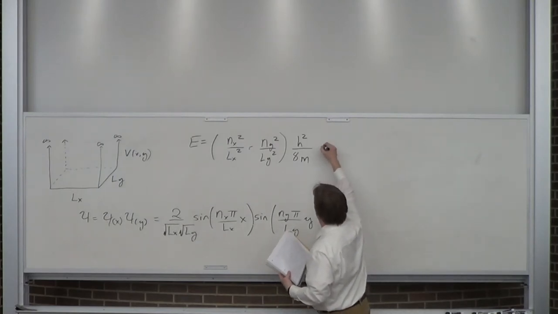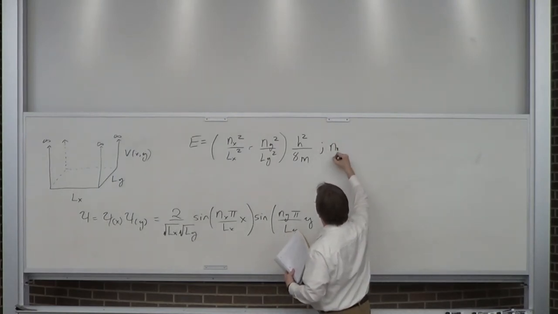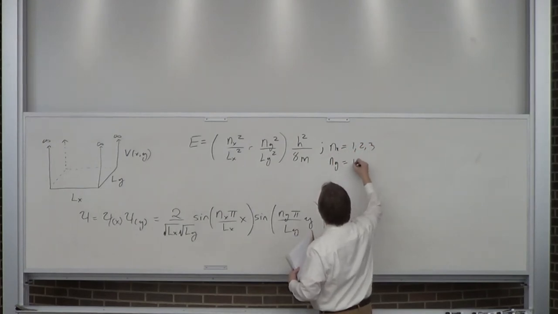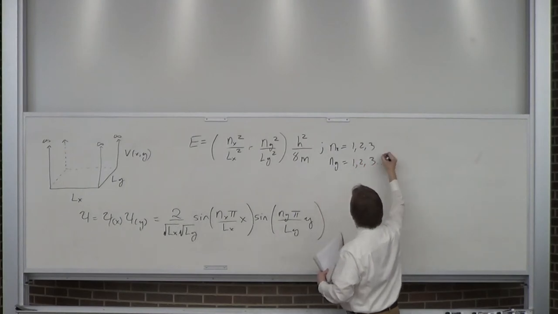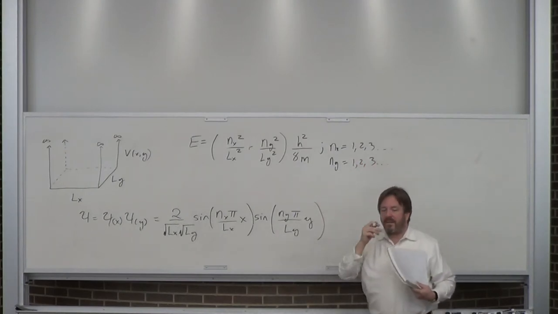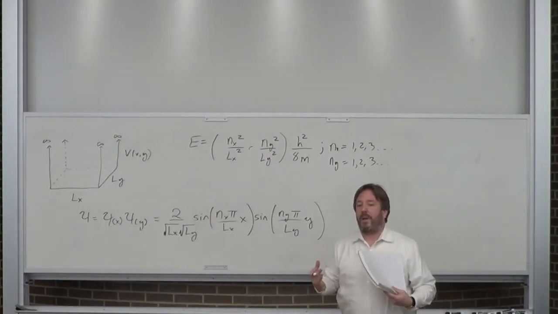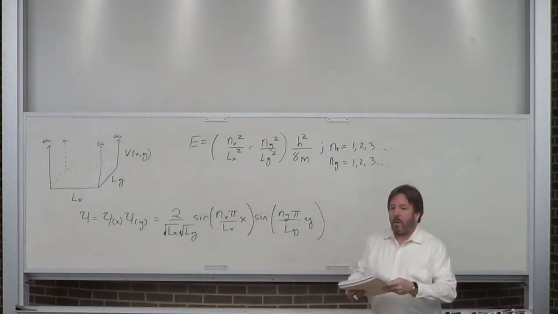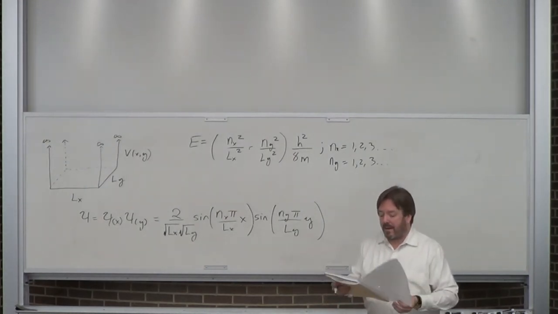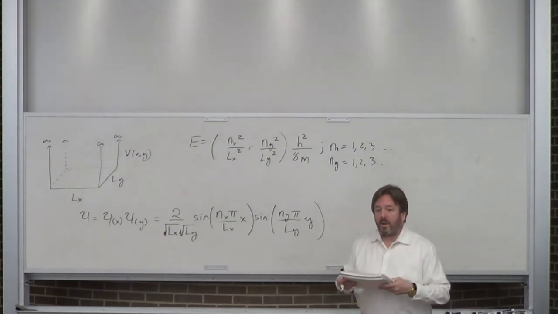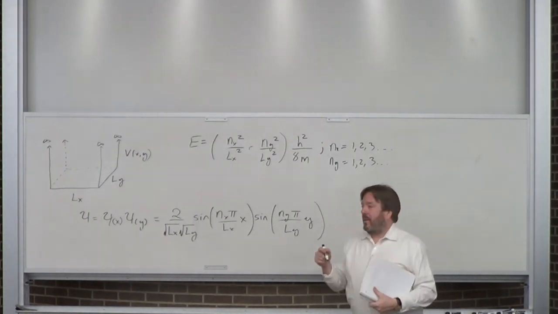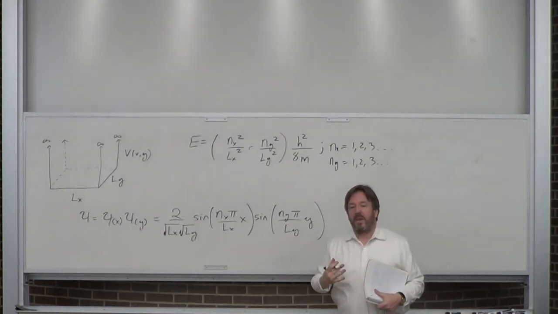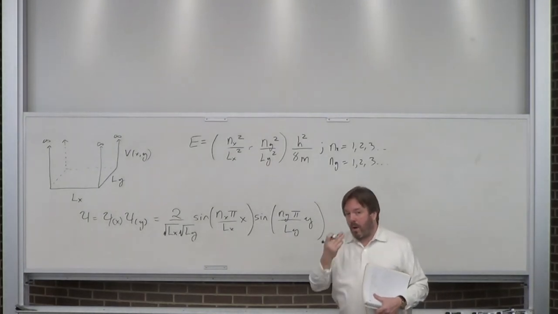Now, of course, n sub x and n sub y can be 1, 2, 3, on and on and on. And they don't have to match. If n sub x is 1, n sub y can be 1, 2, or 3, can be anything. Again, that's the concept of there being no crosstalk. So why would the quantum number in x be influencing the quantum number in y? Now there's another bit to that, which is that notice that we now have two quantum numbers. As we go up a dimension, you gain a quantum number.